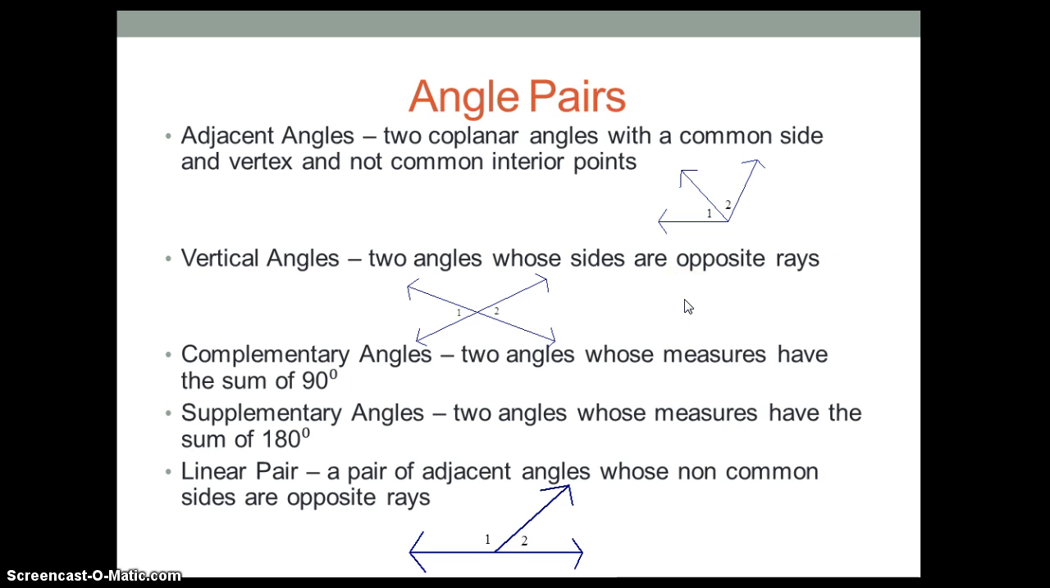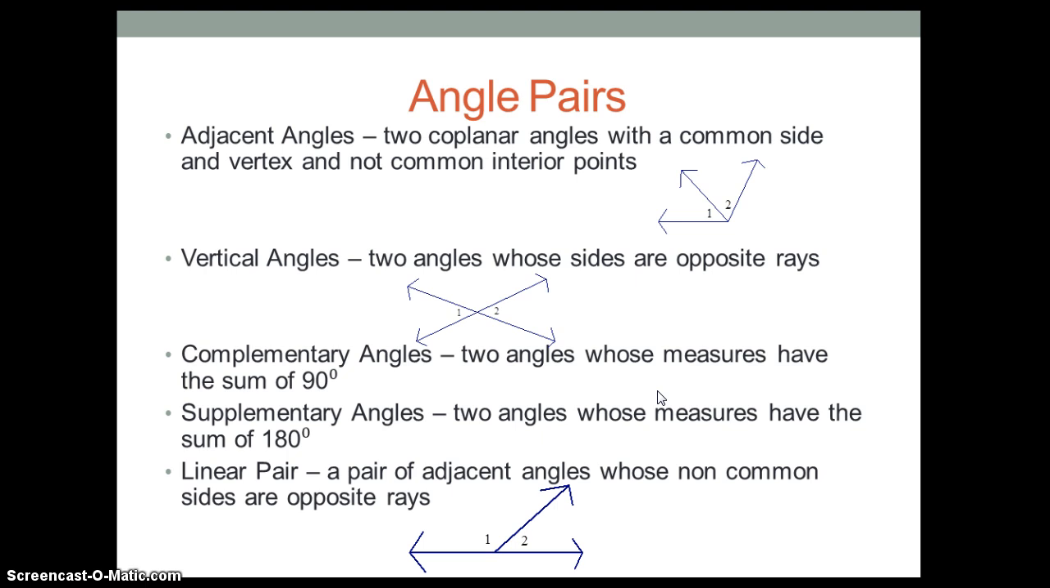Vertical angles are two angles whose sides are opposite rays. So you'll notice it makes like an X, and 1 and 2 are vertical angles. Complementary angles are two angles whose measures have the sum of 90. These can be adjacent angles, but they don't have to be.